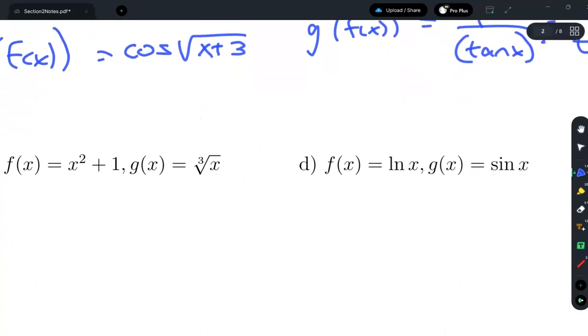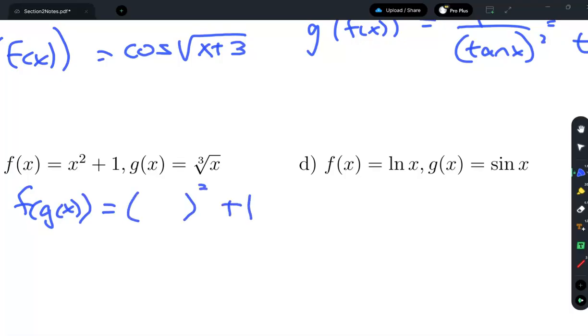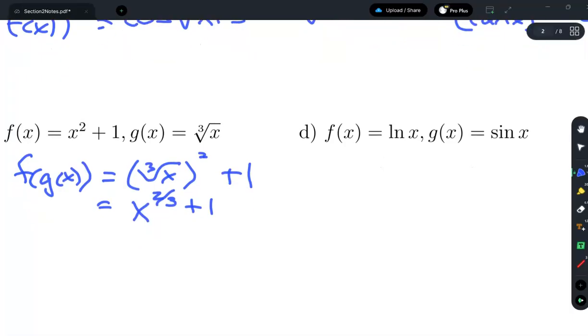Okay, let's try this one. So if I do f of g, so f is the outside function, and then I'm going to put the cube root of x in for everywhere there's an x. So you know, I just want to remind you that when you have this fractional exponent, it's power over root. So this could be rewritten as this. Not necessary. I'm never going to be a stickler about how you write the answers. Just want to remind you of things.